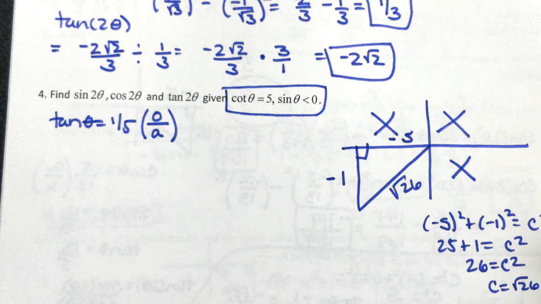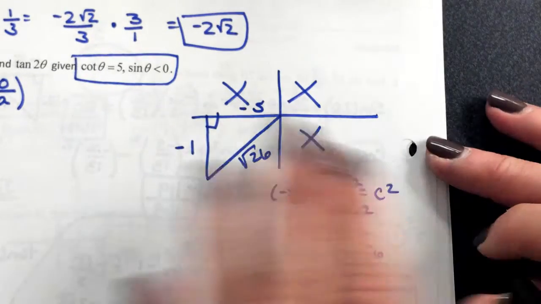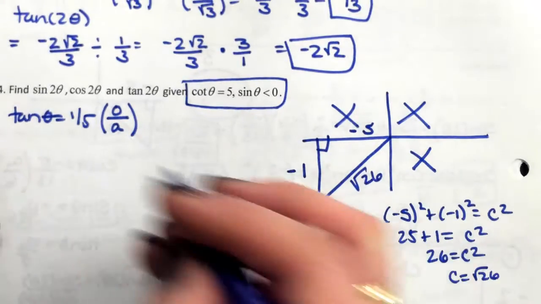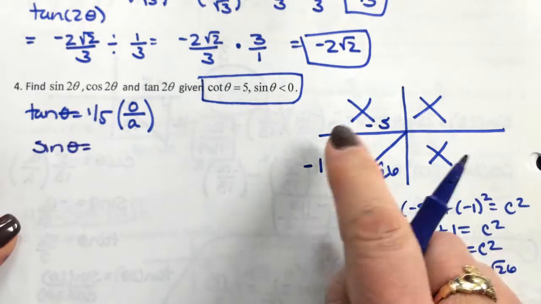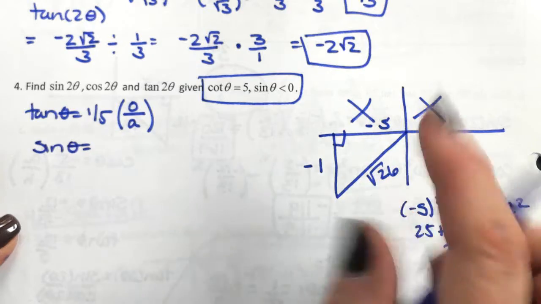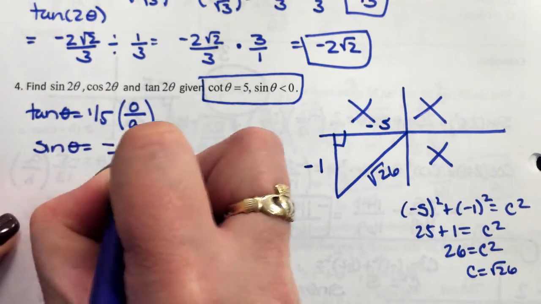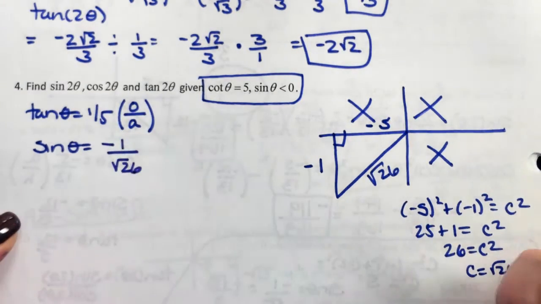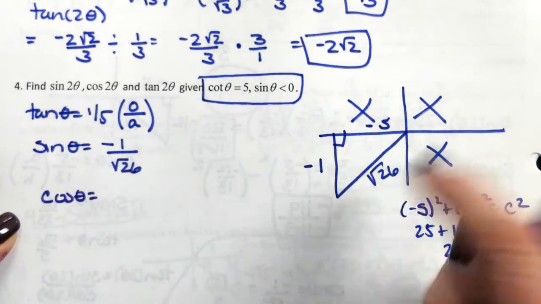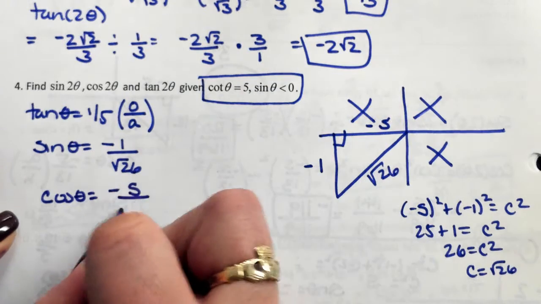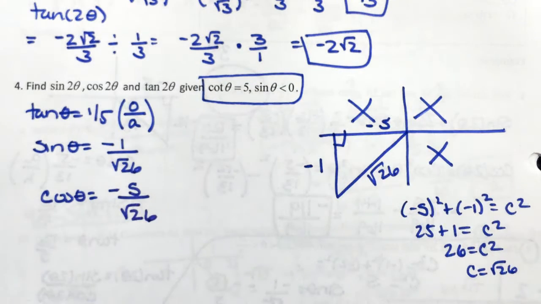All right, so again, guys, we got this. Now that I know all three sides of my triangle, I'm going to go ahead and set up the sine of theta. So sine of theta from my triangle is the opposite over hypotenuse. So I'm going to have a negative 1 over square root 26. The cosine of theta is the adjacent over the hypotenuse, which is negative 5 over square root 26. So last problem, you guys now go ahead and find the sine, cosine, and tangent double angle.